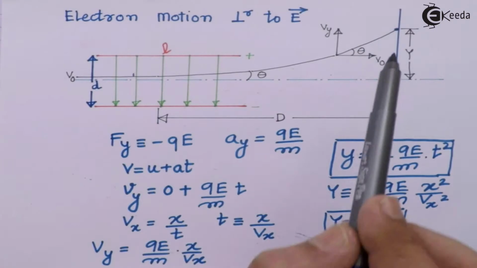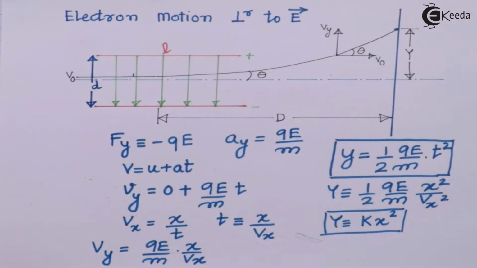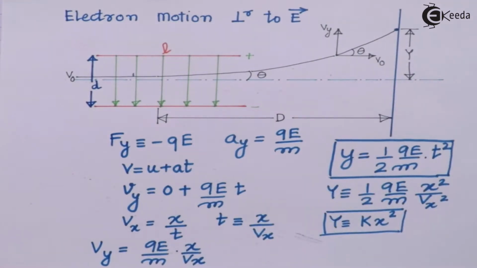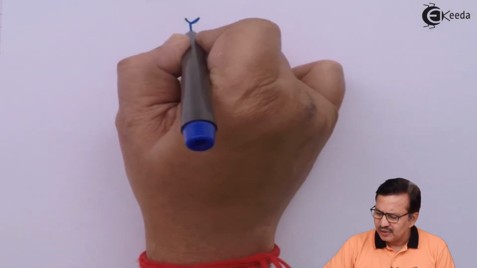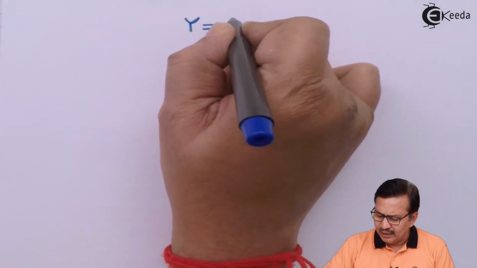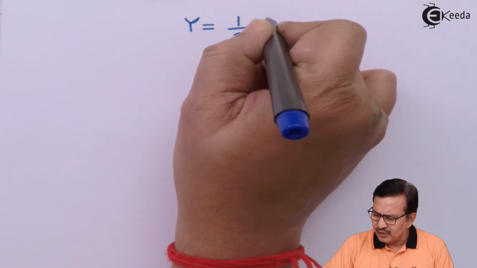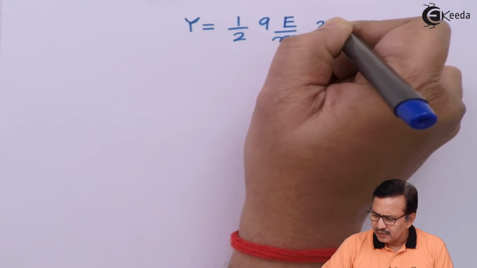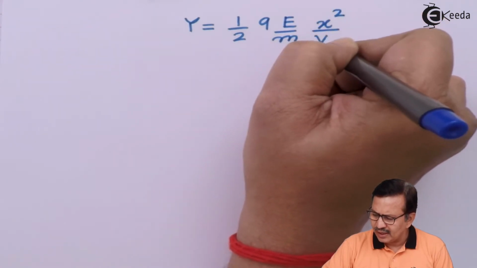This electron is now incident on a screen, and it will produce a displacement over here that is nothing but y. Now, I need to find out what exactly this displacement y is. In order to find this displacement, we proceed in the following manner. We begin with the expression which we already have: y is equal to half into q into E upon m into x square upon vx square.